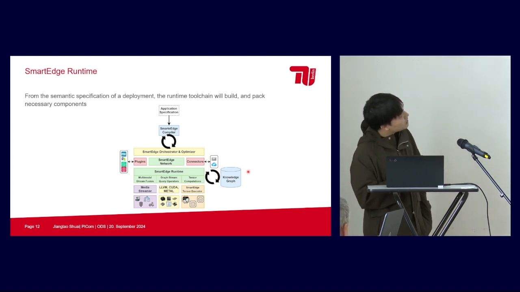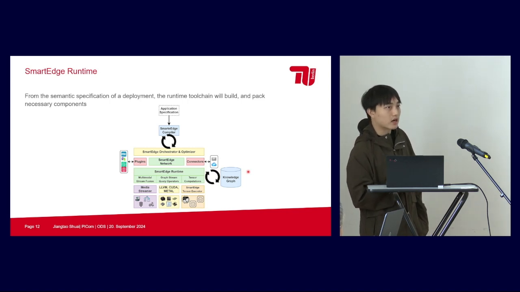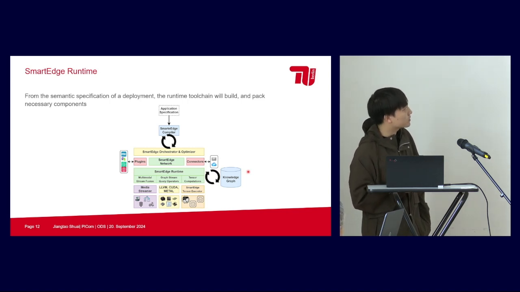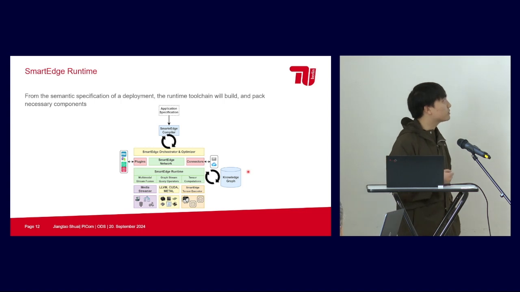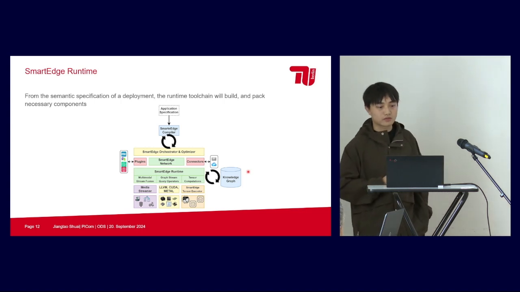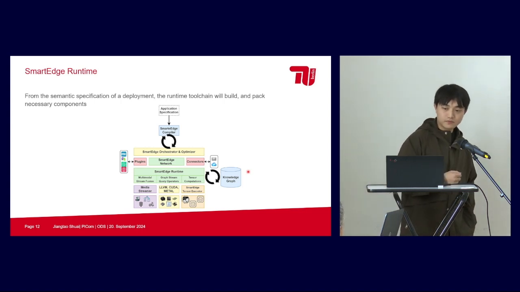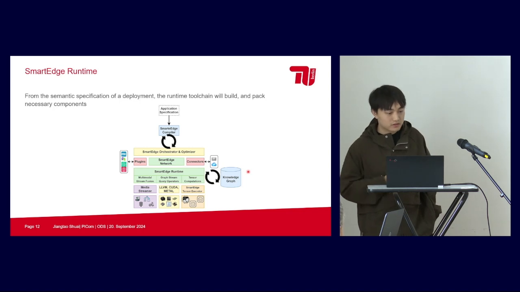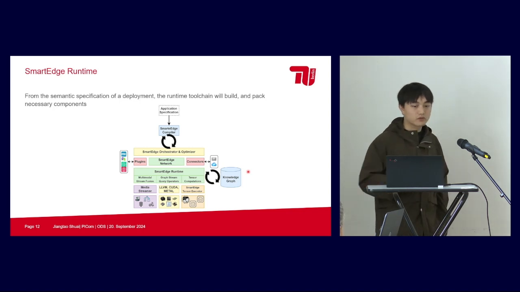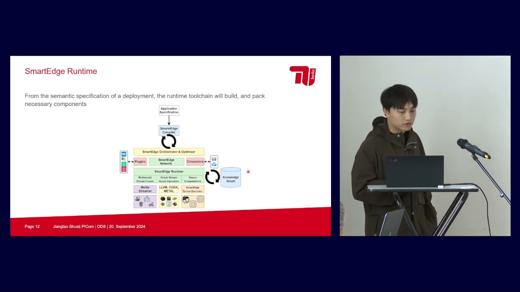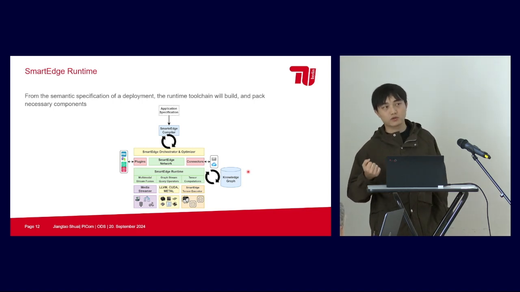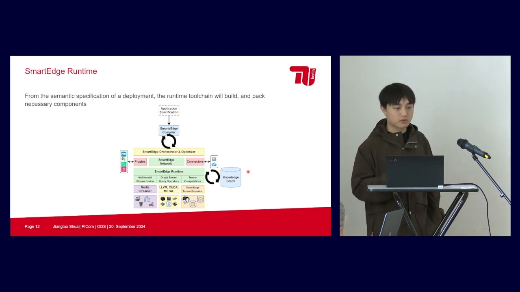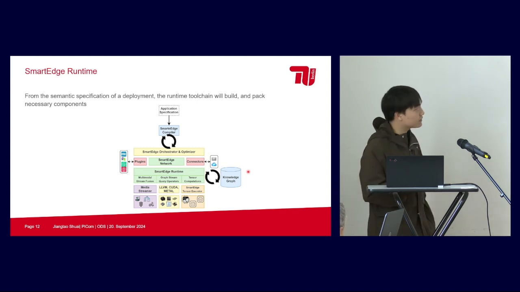We have the application specification on top, and this will be compiled by the SmartEdge compiler to generate the RDF queries or SPARQL queries. Then this information will be handled by the orchestrator and the optimizer to generate a more reasonable or more optimal deployment for the different edge devices. Then this information will go to the SmartEdge runtime, which does the deployment. And of course, they use the knowledge graph to get the necessary information for deployment. So this is the overview of the runtime.